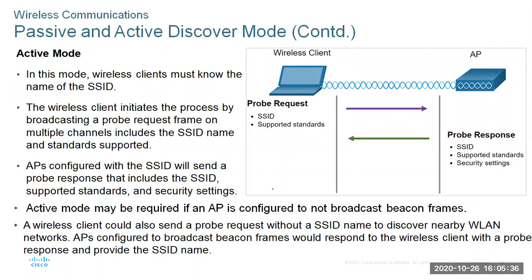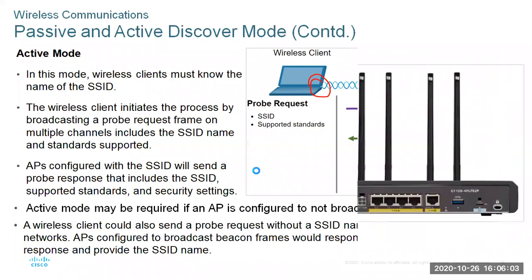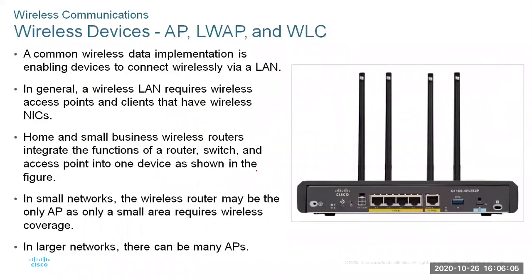settings. So active mode may be required if an access point is configured to not broadcast the beacon. Like I said, sometimes if you don't broadcast the beacon of the SSID, that means you are doing it in a hidden mode. So if you're doing a hidden mode, that means you have to physically come to this laptop and configure the SSID of this AP before they can start the process of configuration.